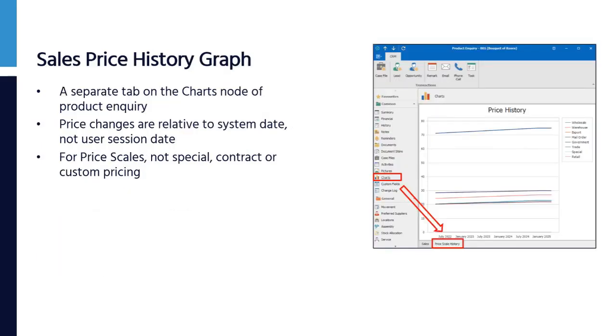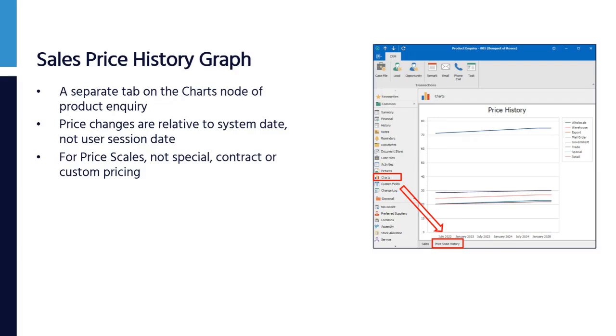Okay, we also have a sales price history graph. Now, this is something, if you go looking for it, you might be looking for it as a separate node within the product inquiry screen, but it is actually another chart option off of the charts node. So there's that little tab at the bottom there, so you can toggle between the sales chart and the price scale history. Now, I should just say that this is related to price scales only, so not things like special prices or contract prices or custom pricing.